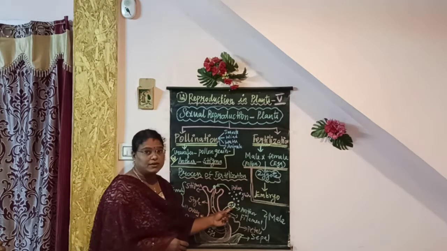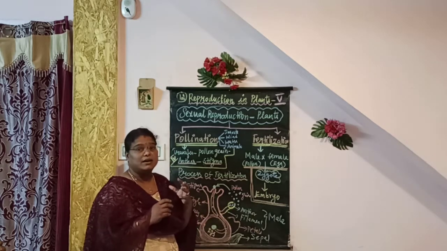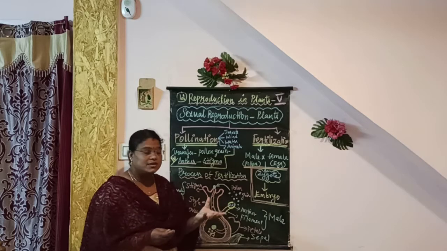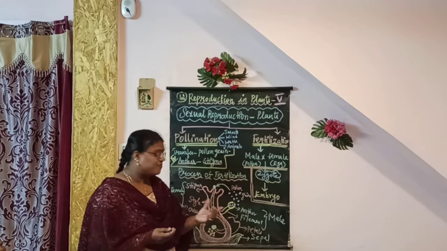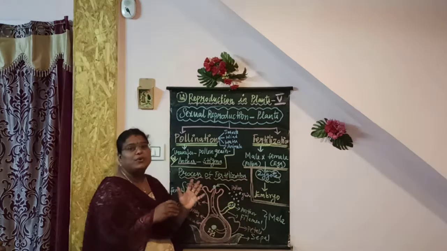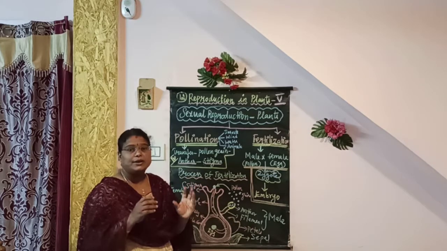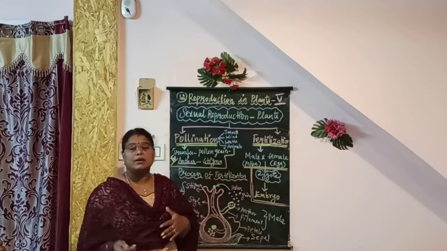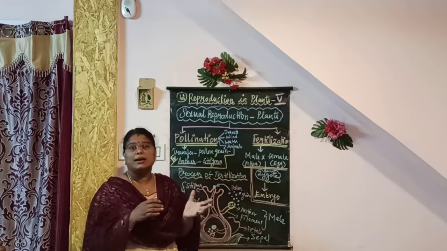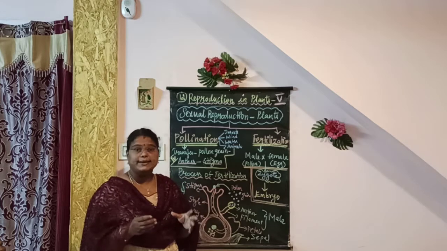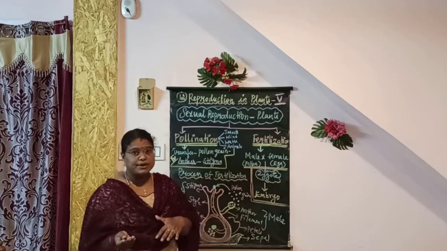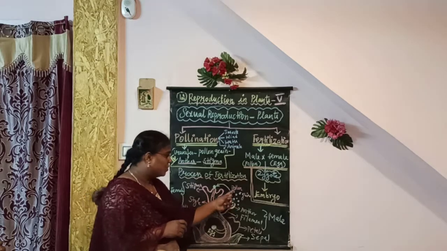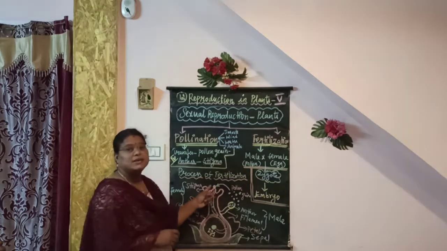This is anther, the bag-like structure. After maturation, the anther bursts and the pollen grains escape from the anther, and flow freely in the air and through pollinating agents. I told you in previous videos, wind, water, insects, humans and other animals are pollinating agents which help in transfer of pollen grains to stigma. And through pollinating agents, this pollen grain sticks on the stigma.